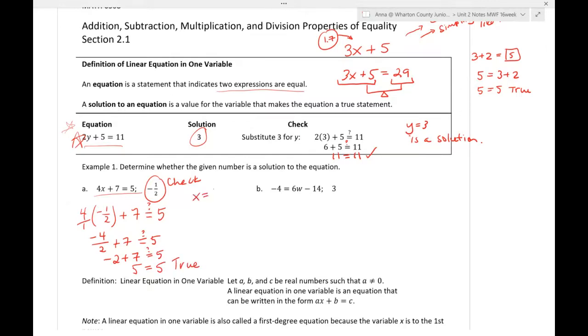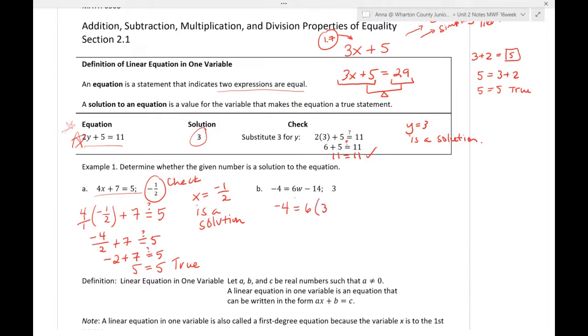So x equals negative 1/2 is a solution. It's a value for the variable that makes the equation true. This next one, our equation is negative 4 equals 6w minus 14. We're checking to see if w equals 3 is a solution. So we substitute it into the equation for the variable.